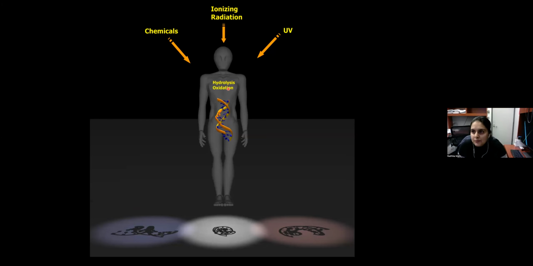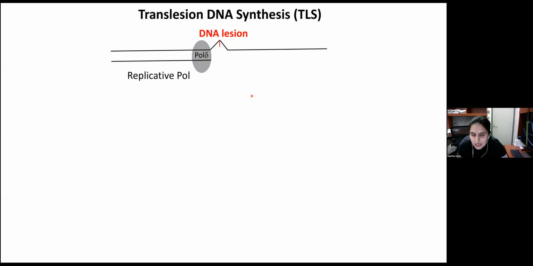So it may come as a surprise, but our cells experience DNA damage on a daily basis from various sources such as chemical carcinogens, ionizing radiation, and ultraviolet light, as well as several internal sources such as hydrolysis and oxidation. So our cells have various DNA repair pathways which they use to overcome these damages. However, there are some lesions which are left unrepaired, and that's where translesion DNA synthesis comes in. So translesion DNA synthesis is a central mechanism which happens in 2 steps, and it's basically a DNA damage tolerance pathway.